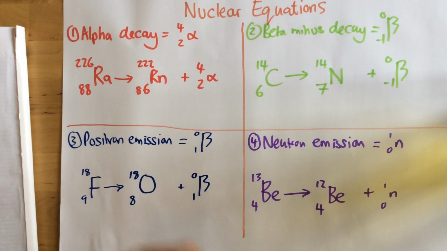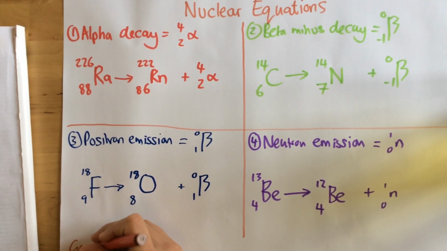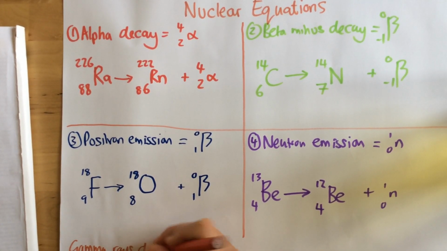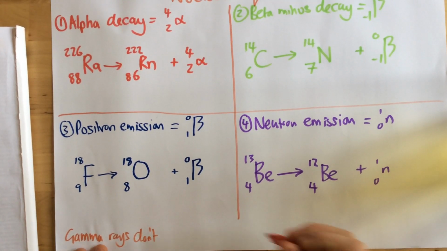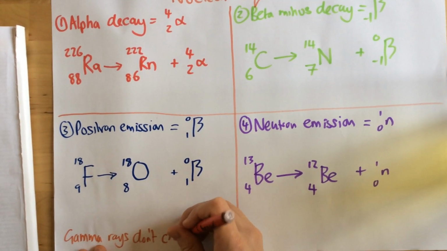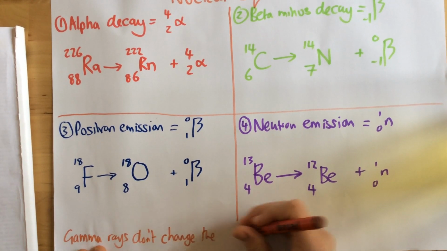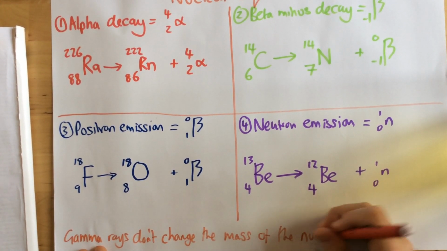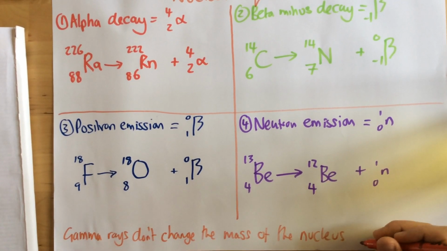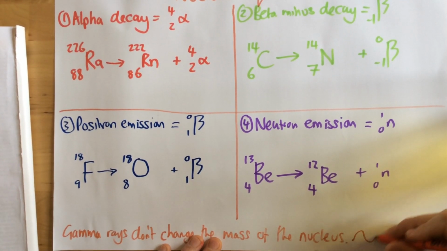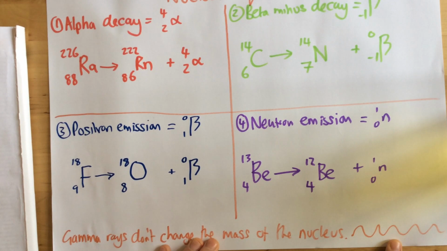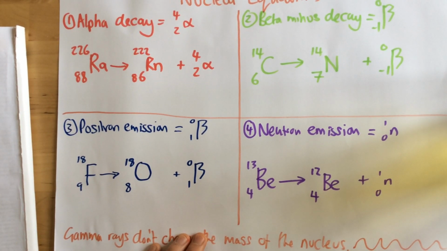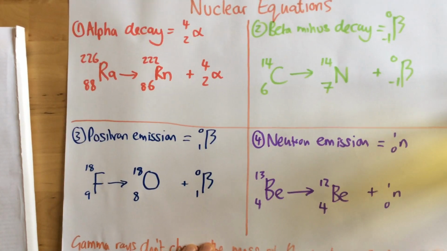The final thing that we need to know is this, because gamma rays can also be given out during nuclear decay. Gamma rays don't change the mass of the nucleus. That's because, if you remember, a gamma ray is simply a part of a wave from the electromagnetic spectrum, so it essentially has no mass. When gamma rays are given off, it's just a way of getting rid of excess energy.